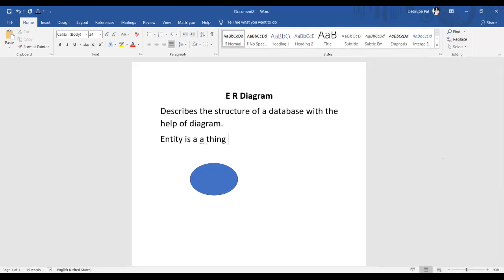When we refer to the books, we find entity is a thing, person, place, unit, object, or any item about which, listen carefully, the data should be captured and stored in the form of properties, workflow, and tables.